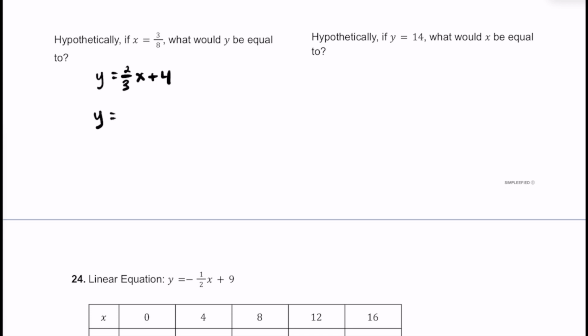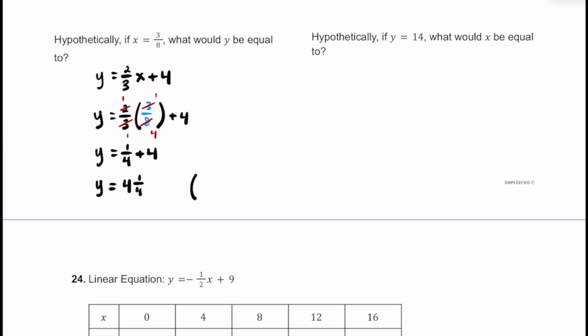So we have y is equal to 2/3 multiplied by that 3/8. Let's go ahead and multiply or substitute that in, 3/8. And then let's go ahead and add 4. All right, so when multiplying fractions, we can cross cancel. The 3 and the 3 can just be 1 and 1. And then this 2 and 8 can cross cancel to make 1 and 4, right? So this ends up really just being y is equal to 1/4 + 4. So what's 1/4 + 4? Y would just equal 4 1/4, right? So if x was equal to 3/8, then y would be equal to 4 1/4.